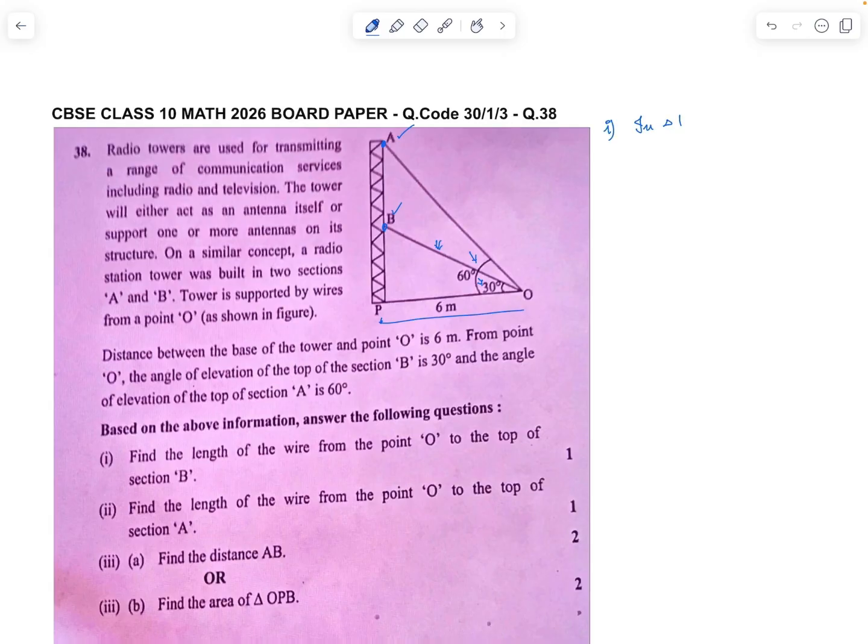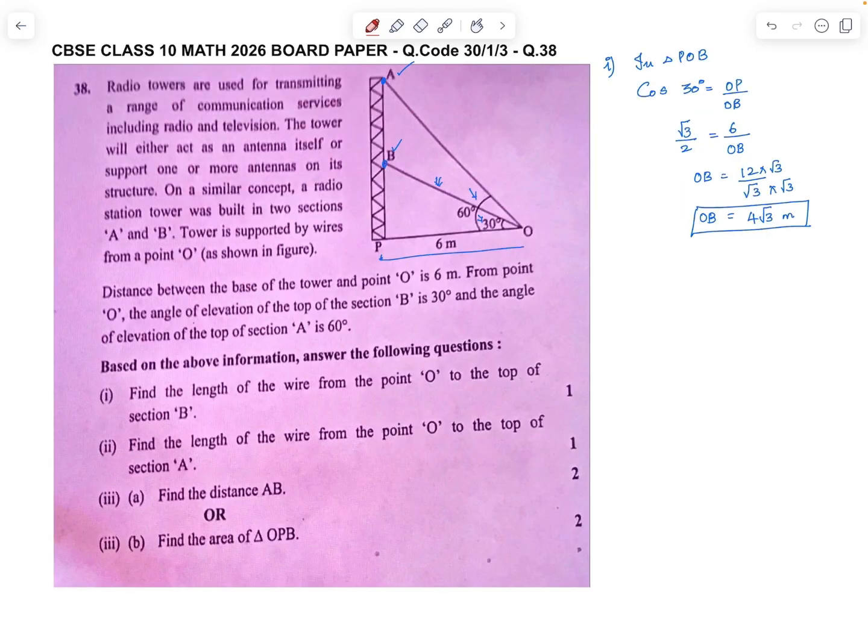In triangle POB, cos 30 degrees is equal to OP upon OB. Cos 30 is root 3 upon 2 and OP is 6 meters by OB. OB is equal to 12 by root 3. Rationalizing this, we get 4 root 3 meters.